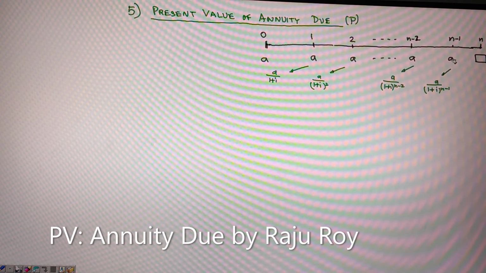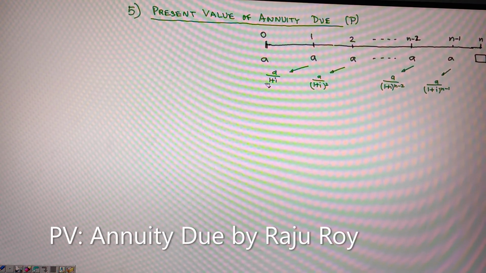Suppose after 1 year you want to get A, after 2 years you also want to get A, after 3 years you want to get A, after the (n-2)th year you want to get A, after the (n-1)th year you want to get A. Like that, n installments, and in every installment you want to get the amount A. So how much will you invest? That is the present value.